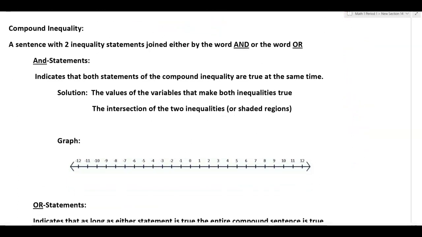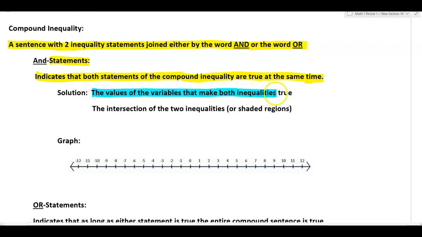Now, a compound inequality is basically a sentence with two inequality statements joined together by the word and or or. Now, and statements indicate that both statements of the compound inequality are true at the same time. So this and statement means both inequalities have to be true. Now, the solution to these and statements are the values of the variables that make both inequalities true. And we basically say it's the intersection of the two inequalities.